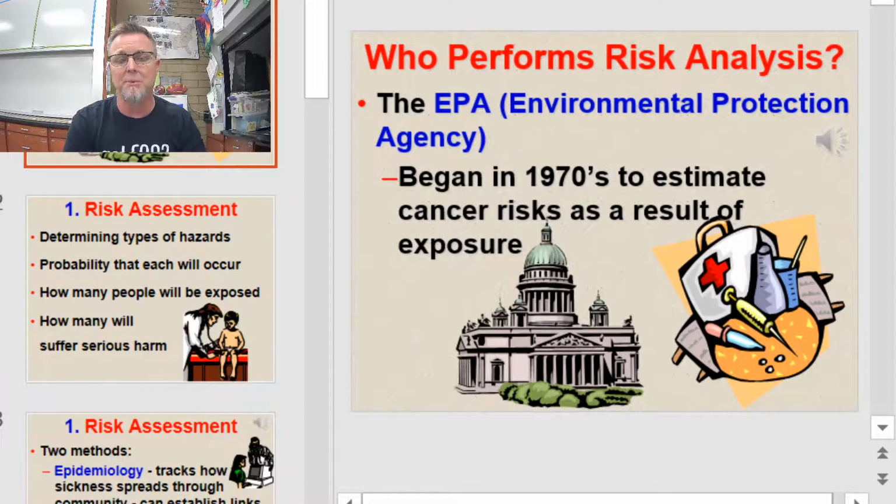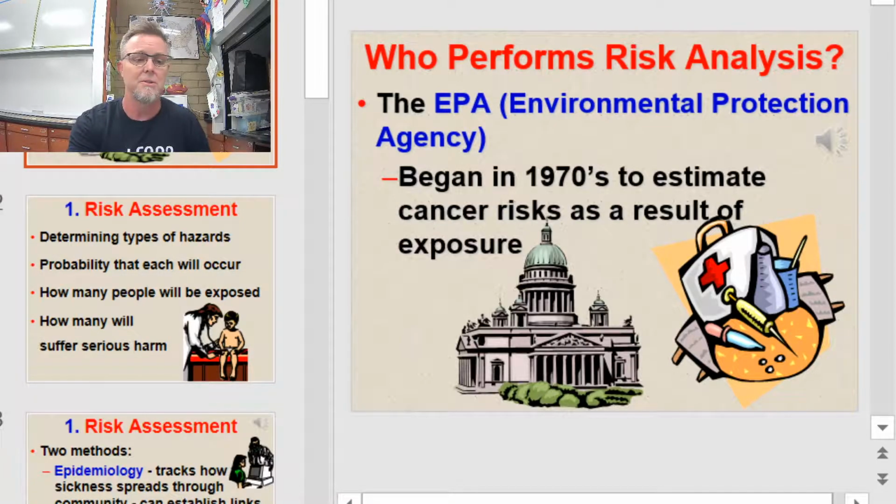One really important agency that takes up that task is the EPA, the Environmental Protection Agency. Now, they're not alone in their work, but this is one that I want to focus on for environmental science. The Environmental Protection Agency began in the 1970s, and basically its role then was really just to estimate cancer risk as a result of exposure to any type of chemical that we as humans or society might come in contact with.